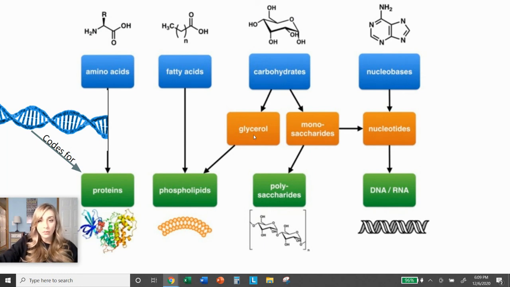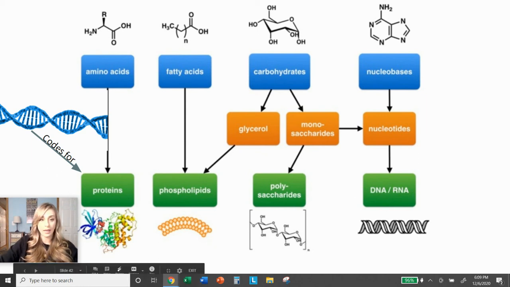Carbs, again, we can store them as glycerol. We are going to break them down into monosaccharides. We can store them as polysaccharides. We can use monosaccharides to build things like nucleotides, and then our nucleotides are going to be used to form our genetic molecules, which are DNA and RNA, which then code for cell processes to do all of this all over again. How interconnected is everything?